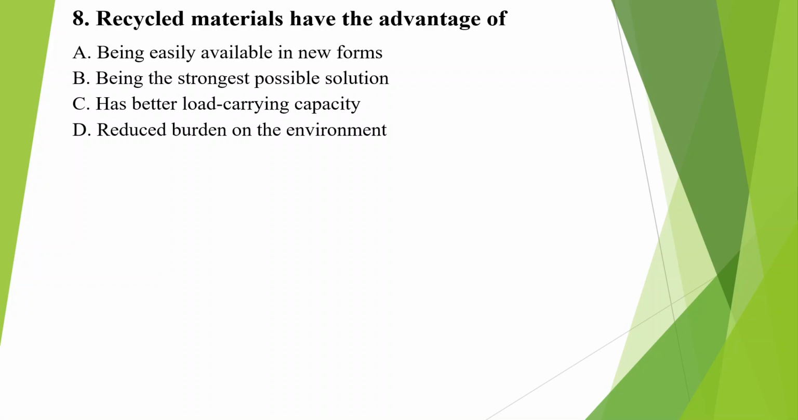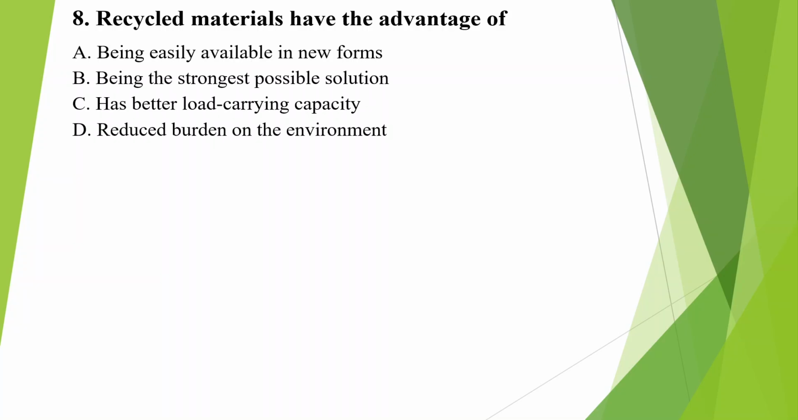That is reduced burden on the environment. This is the advantage of recycling of materials. It's not like being easily available or being the strongest possible solution. This is not the main or primary advantage. The main advantage is reducing environmental impact. How? By saving energy, cutting emissions, or lowering the resource extraction from the environment. So option D was the correct answer. Let's move to the next question then.